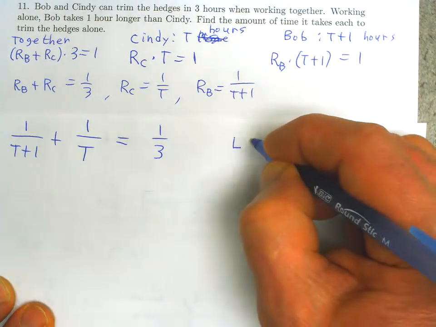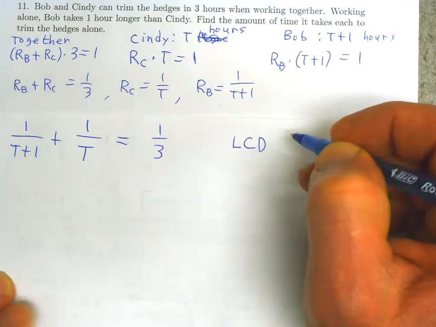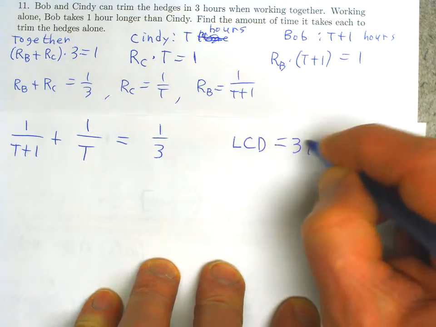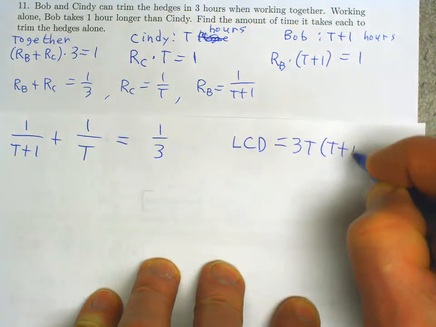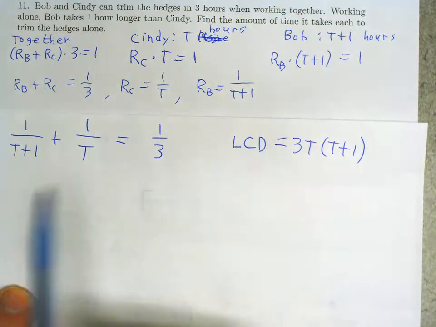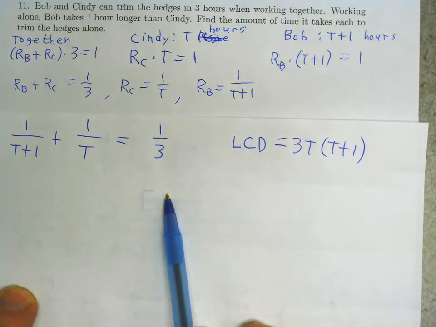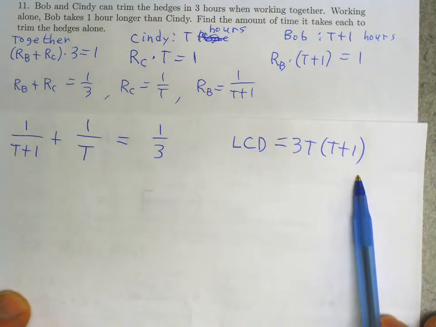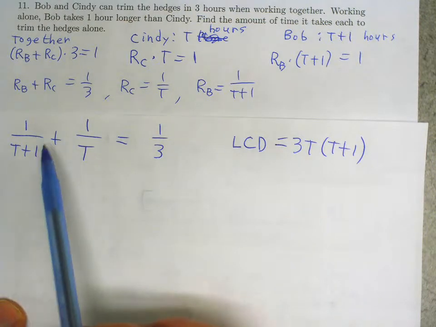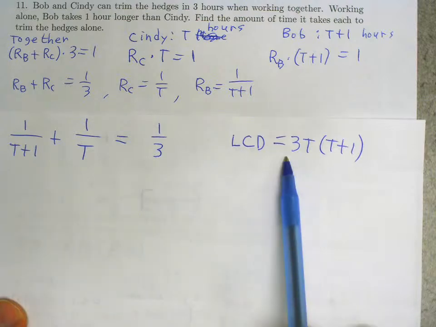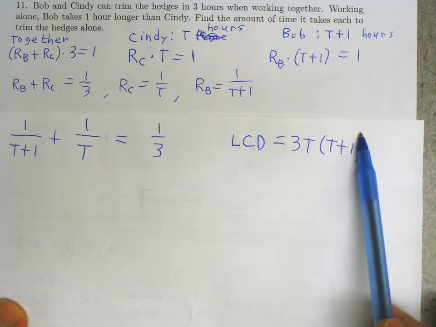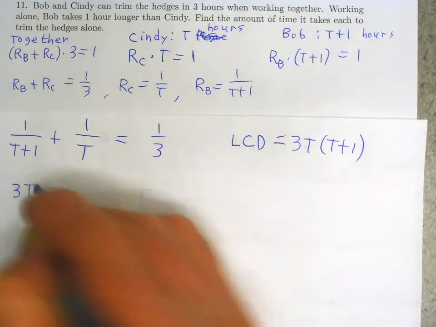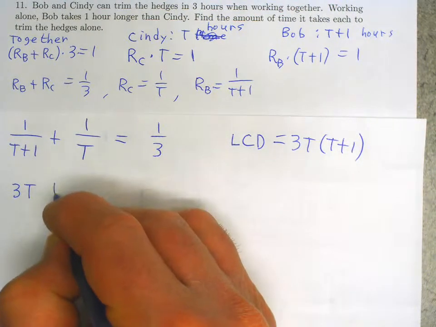So we've seen how to do this kind of thing a few times. The least common denominator is 3 times t times the binomial t plus 1. Then multiply every term on both sides of that equation by 3 times t plus 1. So in the first one, when we multiply 1 over t plus 1 times the least common denominator, the t plus 1 factors cancel, and we're just left with 3 times t.